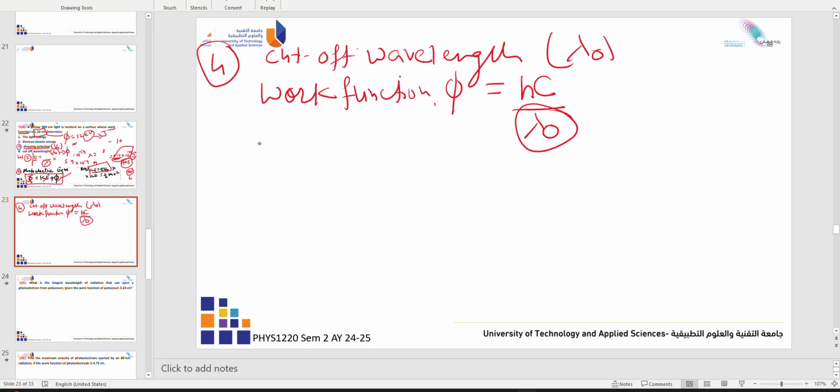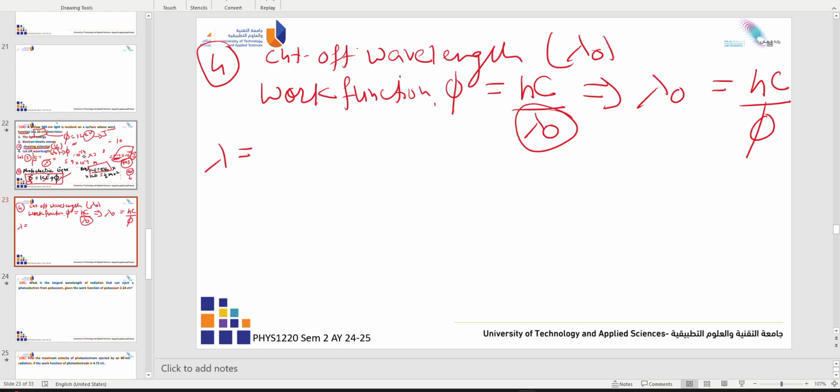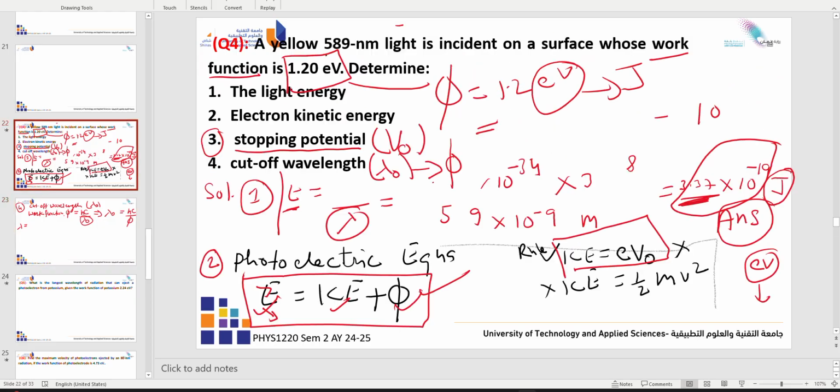So lambda naught is equal to Planck's constant multiplied by the speed of light, divided by the work function. But I have to use the value of the work function in joules, not in electron volts. If you see here, the value of the work function is given in electron volts, 1.2, and I cannot use that.